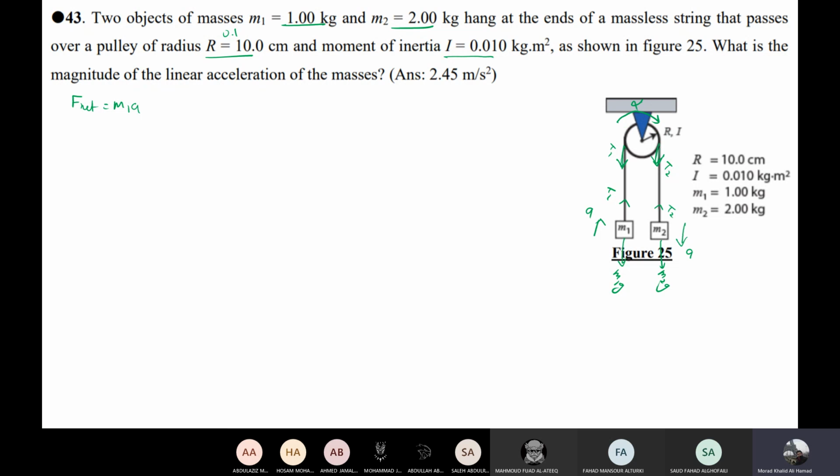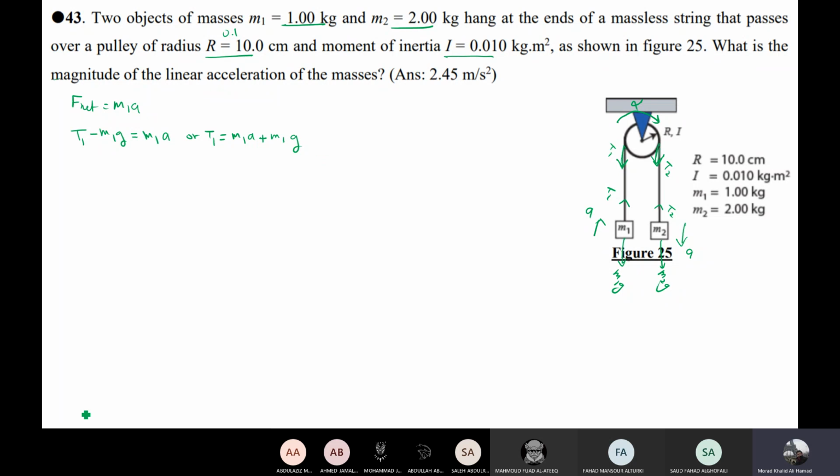Okay? Clear, guys? Yes. Okay. So for T1 we have tension 1 minus M1G is equal to M1A, or you can say that T1 is equal to M1A plus M1G.